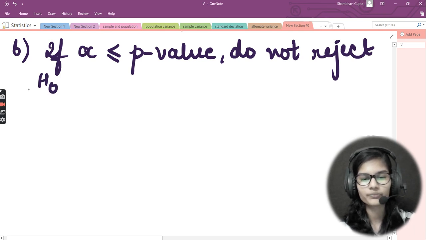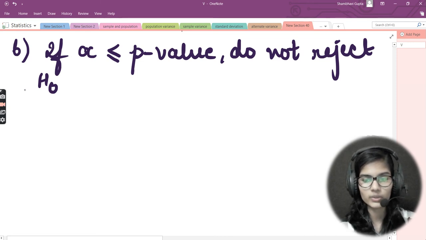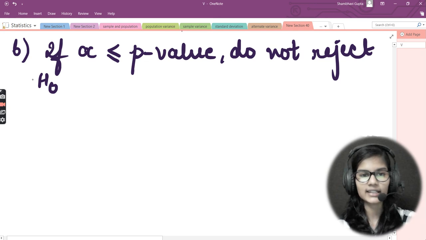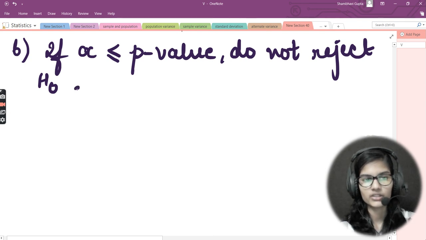Now basically the results of the sample data are not significant. In the above condition they were significant, right? But in this condition the results are not significant. So basically there is insufficient evidence to conclude that the alternative hypothesis, that is HA, may be correct. I would just write the last line only.